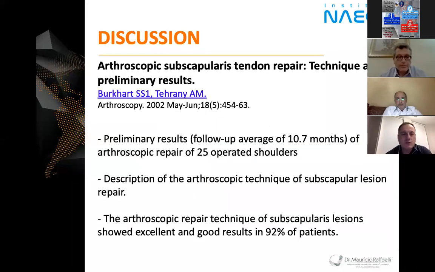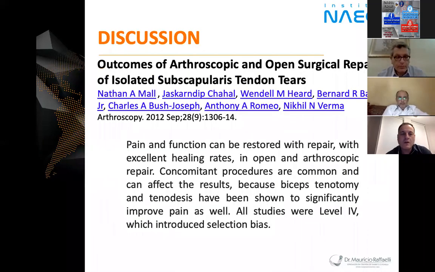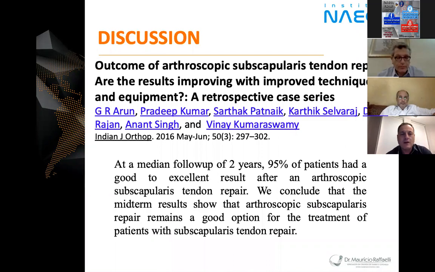In 2002, Dr. Burkhardt showed excellent results in the arthroscopic repair of subscapularis tears, and he complemented this study in 2008 with a minimum follow-up of 5 years, maintaining excellent results for arthroscopic surgery. Other studies showed that open and arthroscopic repair have similar results. And arthroscopic repair has become a reality, with positive results in the treatment of supraspinatus and subscapularis tears.